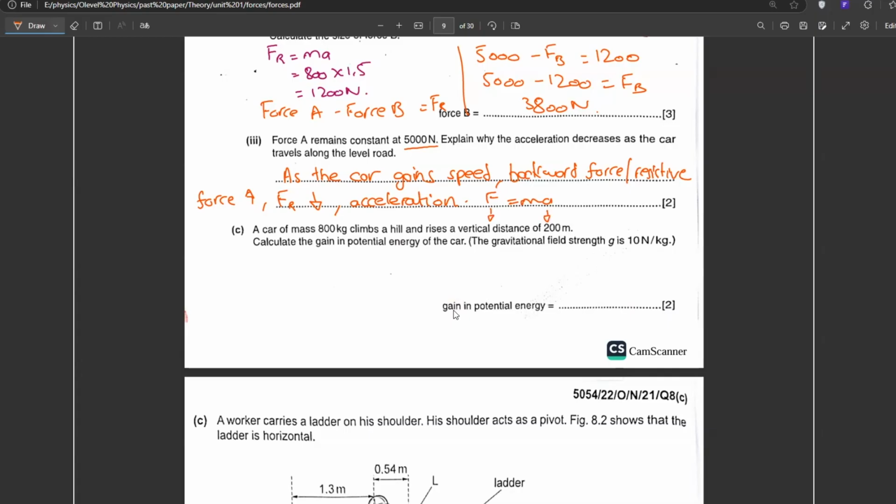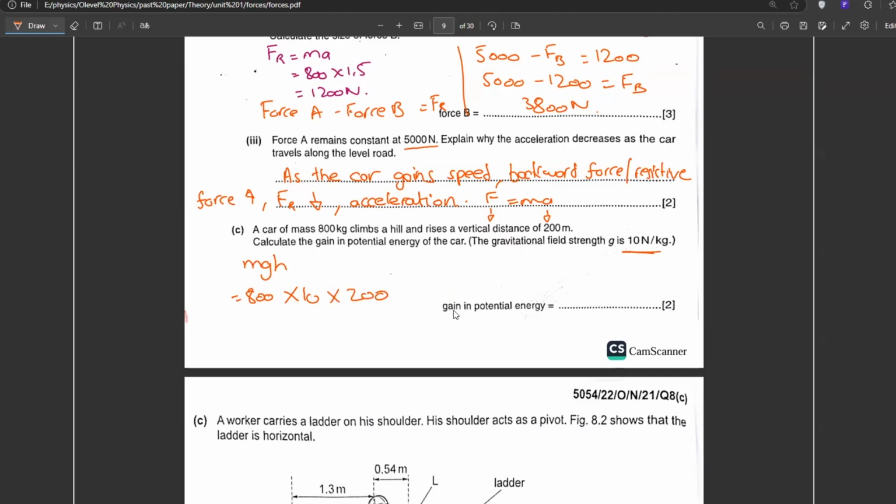A car of mass 800 kg climbs a hill and rises a vertical distance of 200 meters. Calculate the gain in potential energy of the car. So, how will we do that? mgh. Your mass is 800, your g is 10. You have to take g as 10. Your vertical height is 200. So, 800 into 10 into 200.